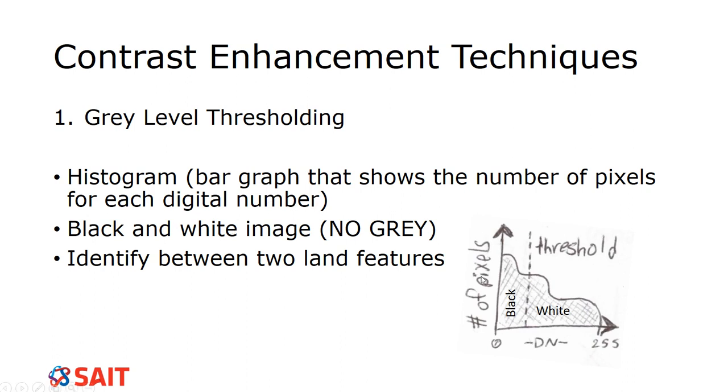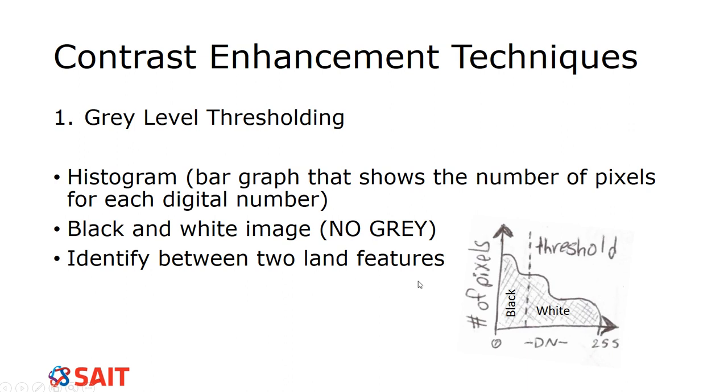So a histogram bar graph shows how many pixels there are for each individual digital number. We're going to use this for pretty much all of my contrast enhancement techniques. So I take this histogram, and I'm going to apply a threshold. What's ideal with a threshold is if you have two peaks, and you want to say, hey, what is one peak versus the other? And then you can assign one becomes black and the other becomes white. And from there, we now have a black and white image. There is absolutely no grayscale.